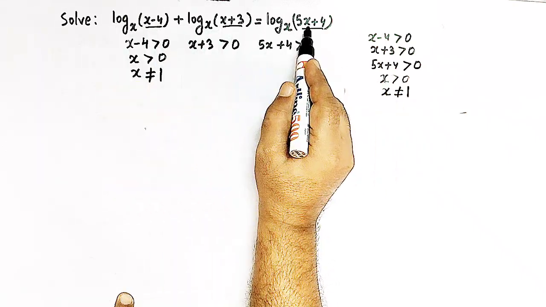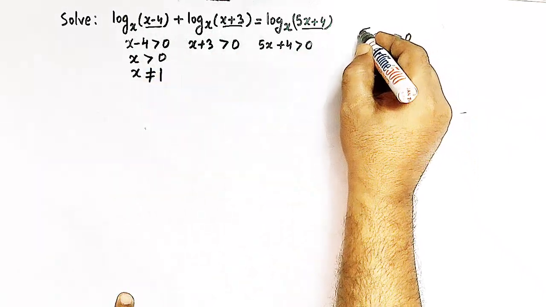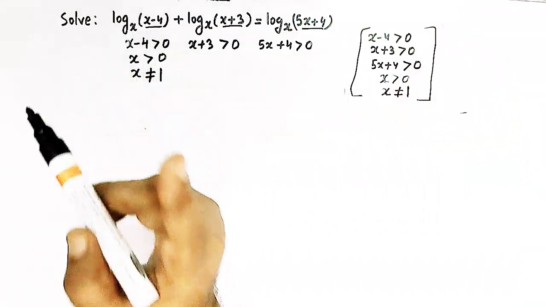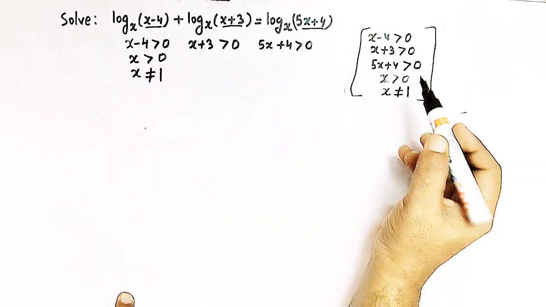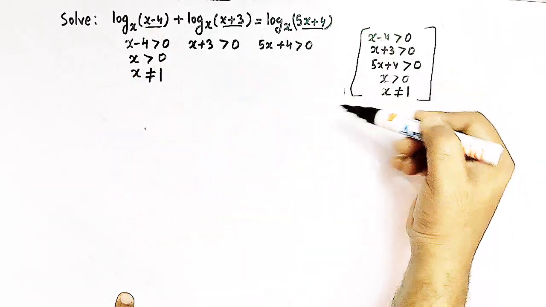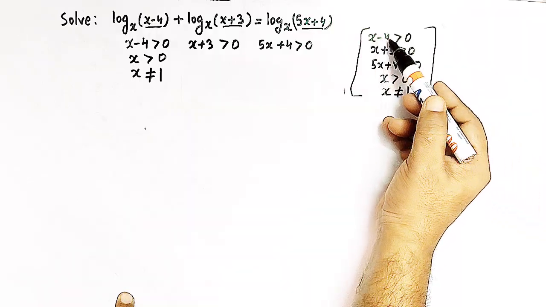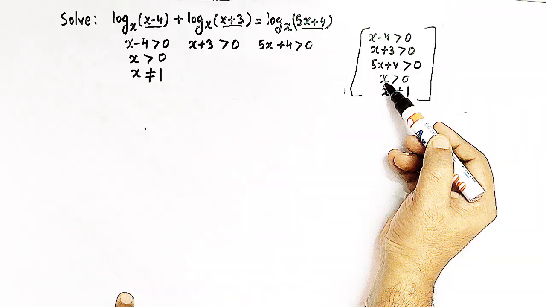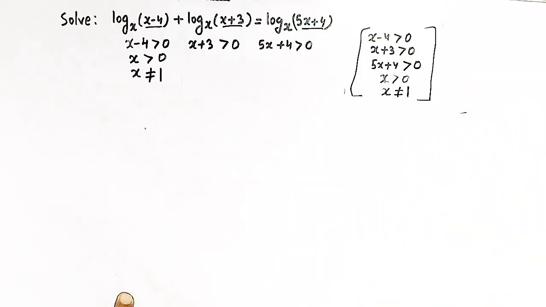So this system has some solution when we have these conditions, right? So here only those values of x satisfy this equation which satisfy these constraints, that is x minus 4, x plus 3, 5x plus 4 positive, and x should be greater than 0 and x should not be equal to 1.